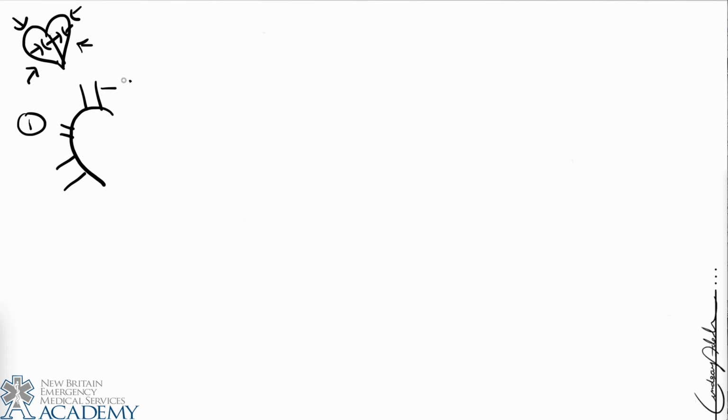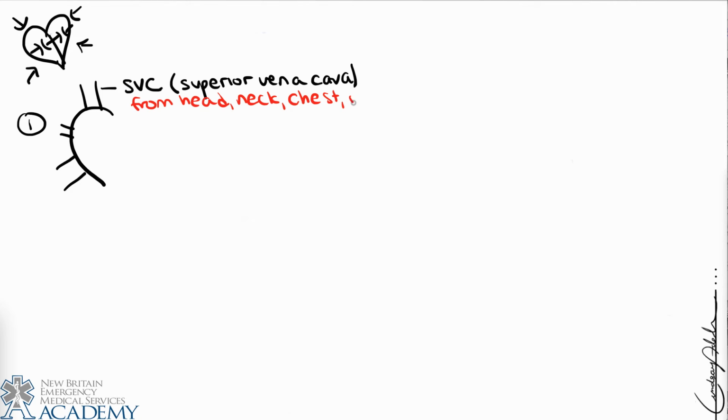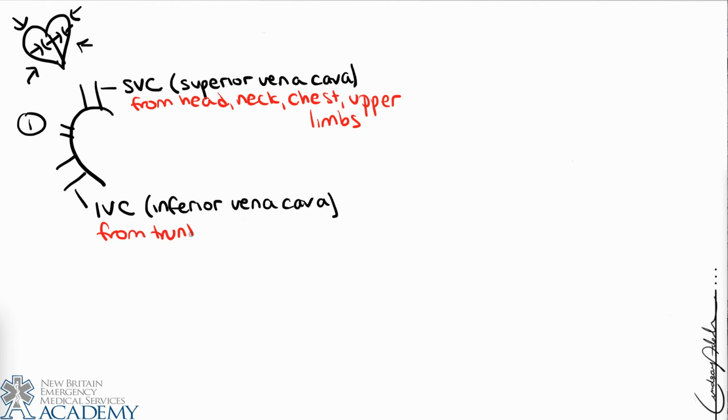And what you can see is 3 blood vessels that are leading to the right atrium. The first is the SVC, or the superior vena cava, and that collects blood from the head, the neck, the chest, and the upper limbs to deliver to the right atrium. The one on the bottom is the inferior vena cava, or IVC, and that delivers blood from the trunk, viscera, and lower limbs.